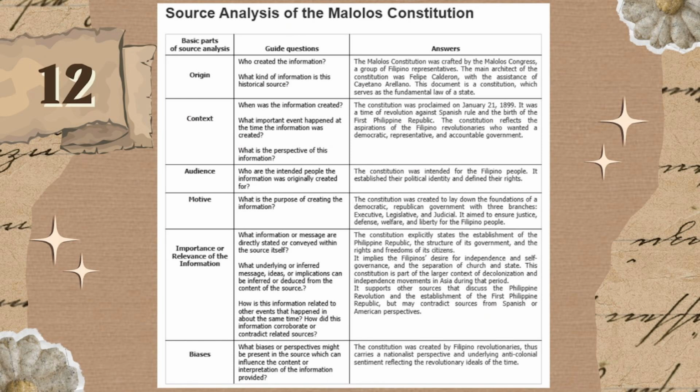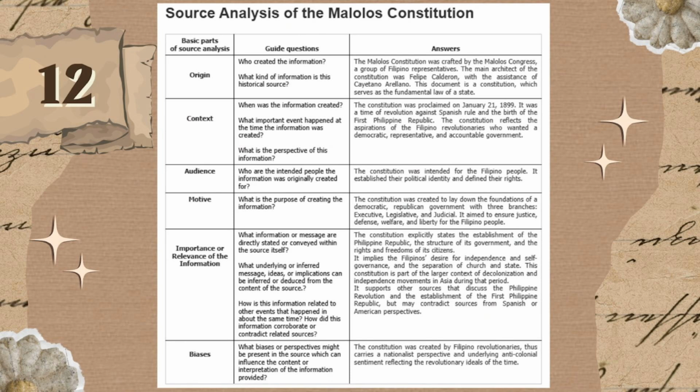The audience. Who are the intended people the information was originally created for? The Constitution was intended for the Filipino people. It established their political identity and defined their rights. Next one is the motive. What is the purpose of creating the information? The Constitution was created to lay down the foundation of a democratic republican government with three branches: the executive, legislative, and the judicial. It aimed to ensure justice, defense, welfare, and liberty for the Filipino people.